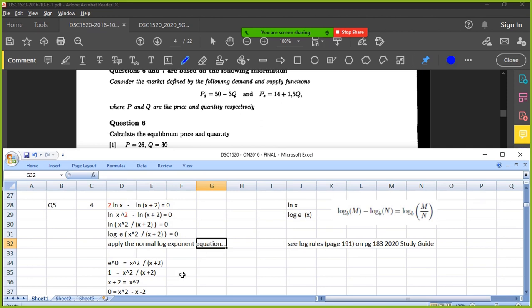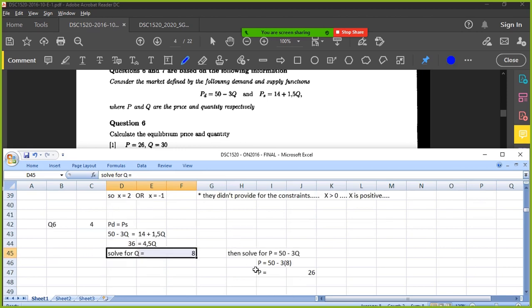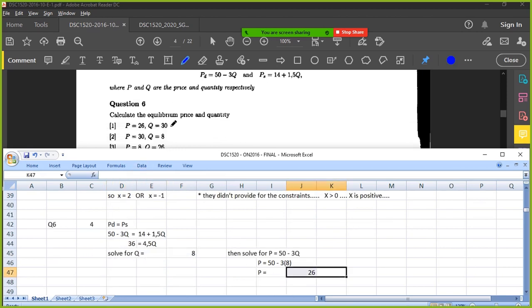Yep. All right, perfect. So I'm going to reveal PD equals PS. Okay, PD equals PS gives you that. If you solve for Q, you get 8. Okay, once I've got 8, how do I get P? I can plug it into either one. Do you agree? Yep. Okay, I got 26, so option 4.